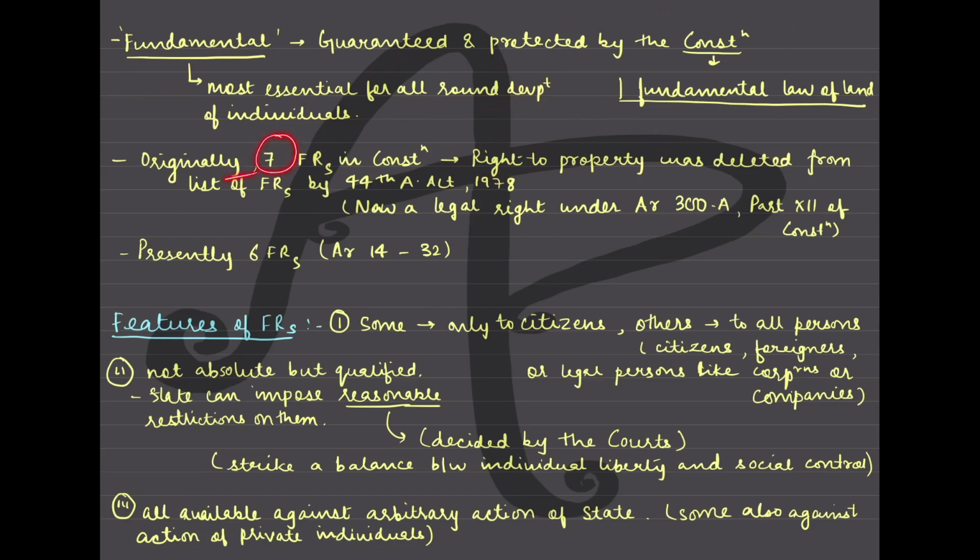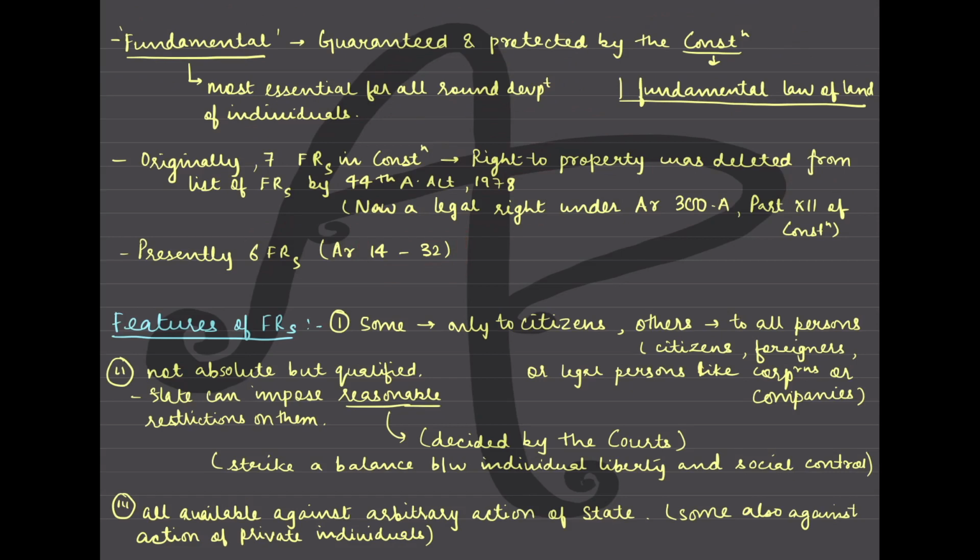Originally there were 7 fundamental rights in the constitution, but right to property, which was earlier a fundamental right, was deleted from this list by the 44th Amendment Act 1978, and now it is just made a legal right under Article 300A Part 12 of the Constitution. So presently, if somebody asks you, we have 6 fundamental rights, and the rights are covered in Article 14 to 32.